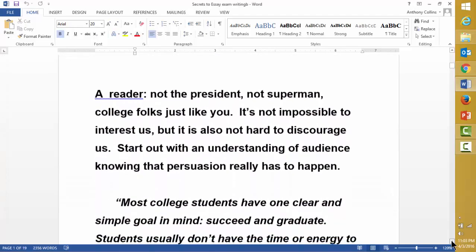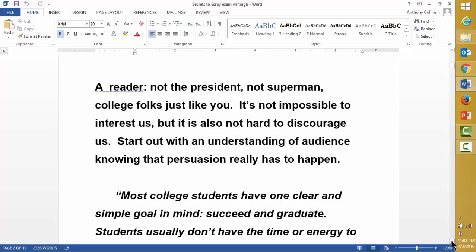The reader you've got to consider is not the president, not Superman. It's college folks just like you, right? Or people who are interested, can be educated about your topic, and who want you to tell them about it. But we can't snap our fingers and make stuff happen. It really isn't impossible to interest us, but it's not so hard to discourage us either.